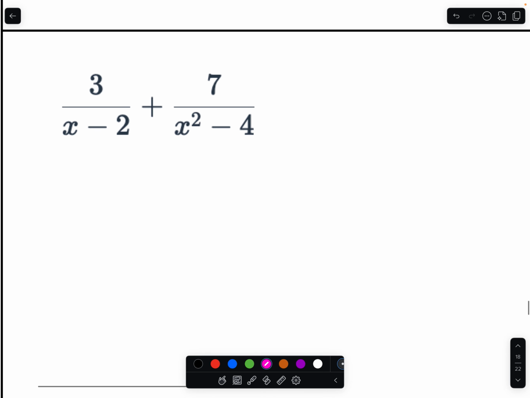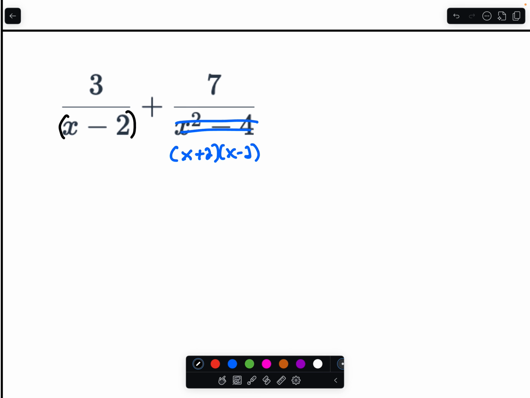Now, what happens when we look at something like this? Keep the same idea in mind. I know that this is really x plus 2 times x minus 2. If I simplify that, now I'm going to look over on the left-hand side and notice that I already have x minus 2 in the denominator. So what do I need? I need an x plus 2 to make both denominators the same. So make sure you also incorporate that in the numerator, because technically we're just multiplying by 1.